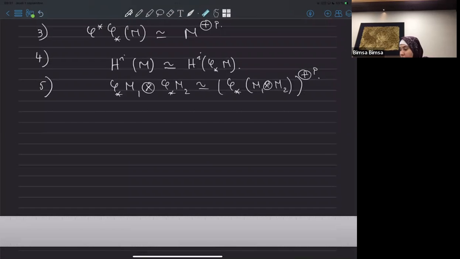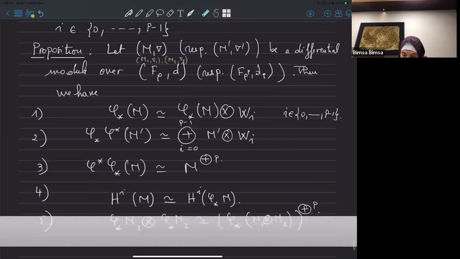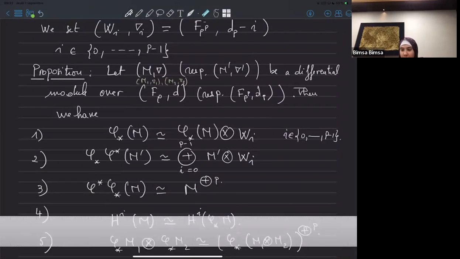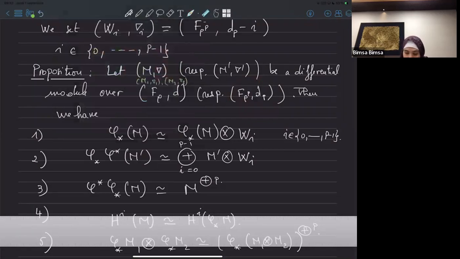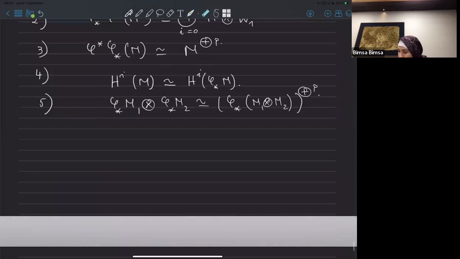Then the most important proposition is the following. The point is that, for example, for any differential module over these fields, can we find a differential module here such that if we take the pullback of this differential module, we get this differential module? Under some condition, this is possible, and this is the following theorem by Christol and Dwork.